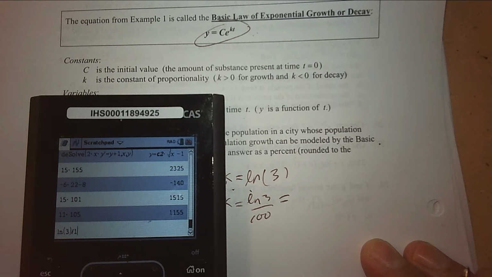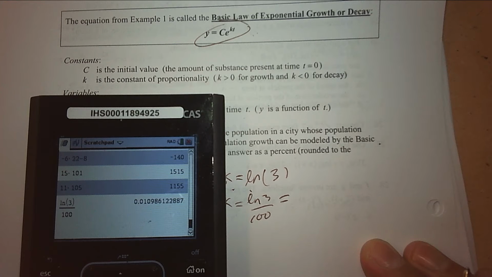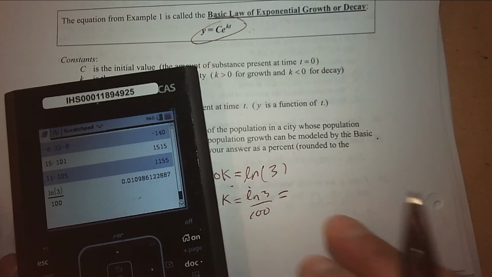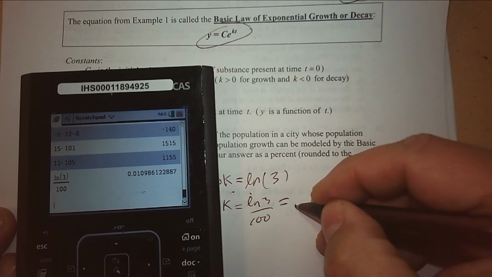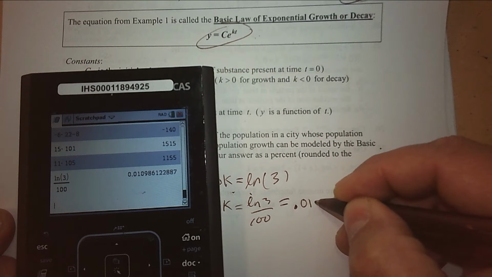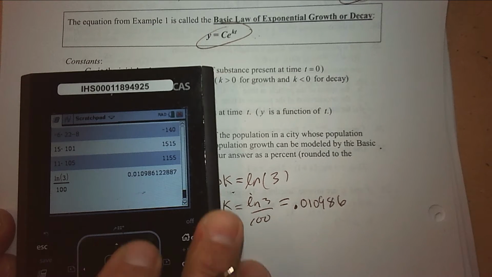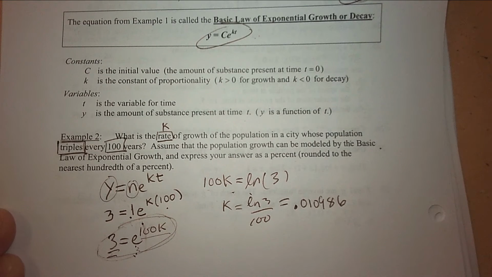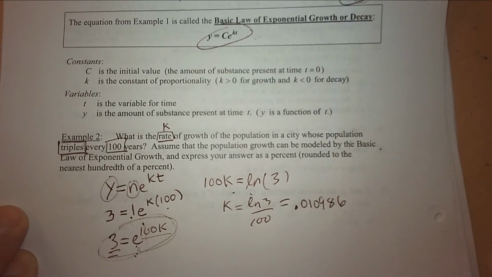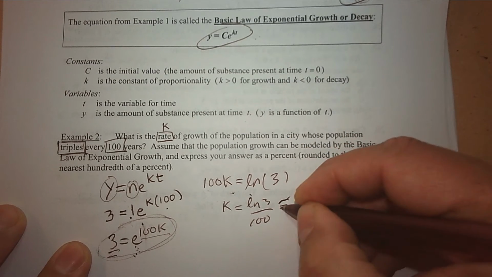Notice again, you're going to have to press Control and Enter to get the decimal. If you just press Enter, it won't give you a decimal. And it says round the percent to the nearest hundredth. Do you see that? If I'm going to do that, the decimal actually needs to be 2 more than what I need, right? So this is what I see. 0.010986. How do I change that to a percent?